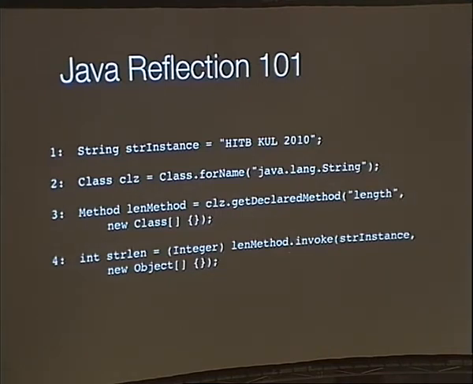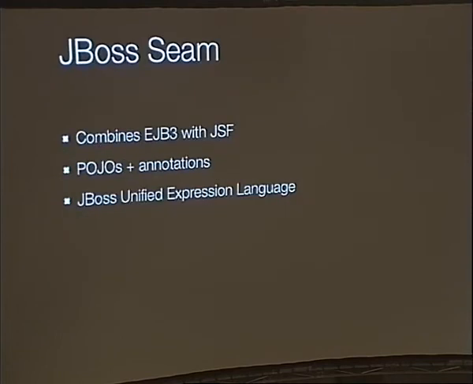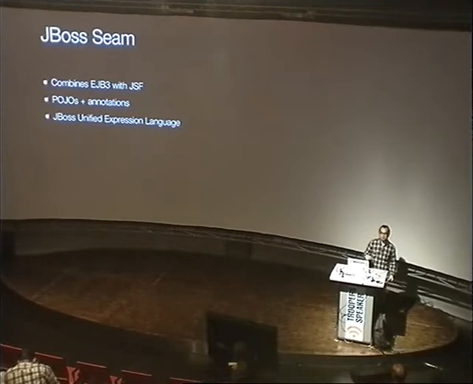Here, JBoss Seam, another very popular framework. It combines EJB3 with JSF, whatever that means. Then what they do is they use POJOs. So that means you don't write servlets anymore. What you write is controllers. So you write a simple Java object which has a method that does something, and you annotate it. You say, this is a controller at this path. And the framework is going to automatically discover all of your controllers upon loading. So you don't have to create any configuration files saying this class does this and this class does that. It automatically discovers it. And an interesting thing is it has a JBoss unified expression language.